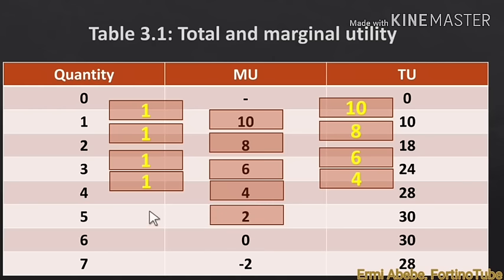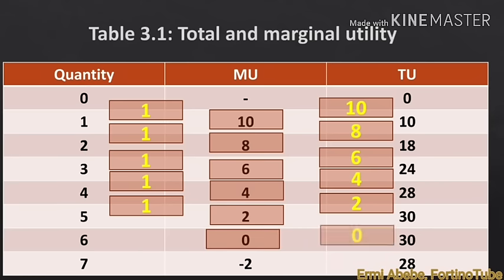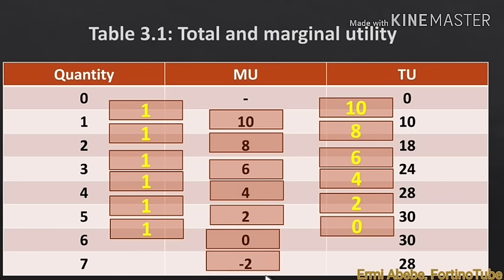Then we will continue to marginal utility 5, which is equal to total utility 5, 30 minus 28 is 2, divided by 5 minus 4, which is 1. 2 divided by 1 is 2. Then this is marginal utility 6. Marginal utility 6 means total utility 6 minus total utility 5, which is 0 divided by 1 is 0. When we come to marginal utility 7, we calculate total utility 7, TU 7, minus TU 6, 28 minus 30, you will get minus 2 divided by 7 minus 6, which is 1, minus 2 divided by 1 is minus 2.